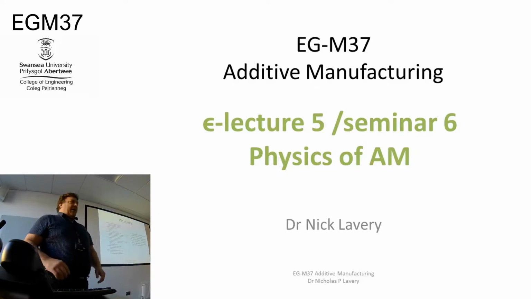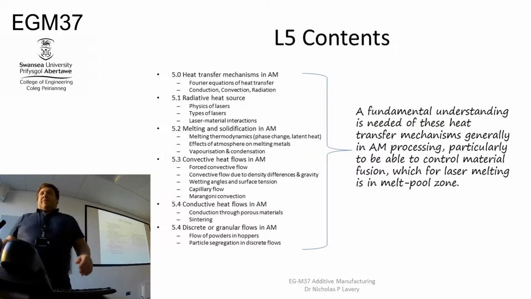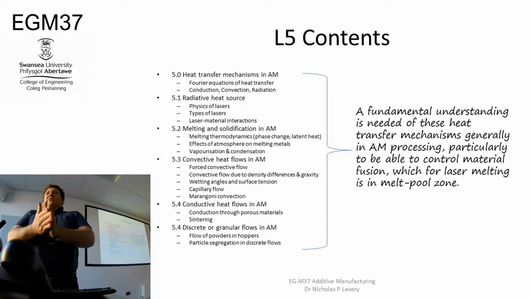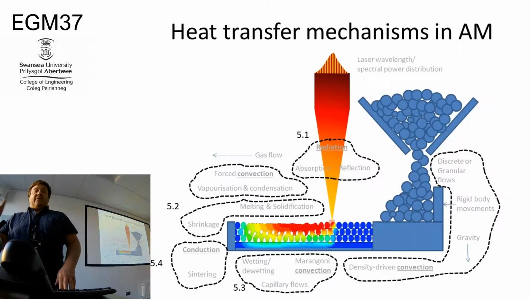We're going to talk about the physics of additive manufacturing. So mainly talk about the different heat sources. We're going to talk a little bit about the melting, the physics of melting and solidification. We're going to talk about convection and conduction. So the three main modes of heat transfer and how they affect some of the final built-up layers in additive manufacturing, particularly from the metal perspective.